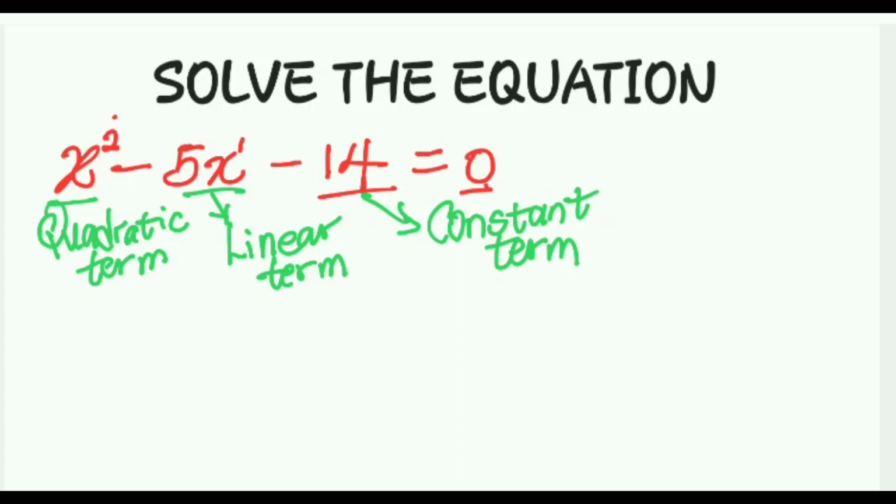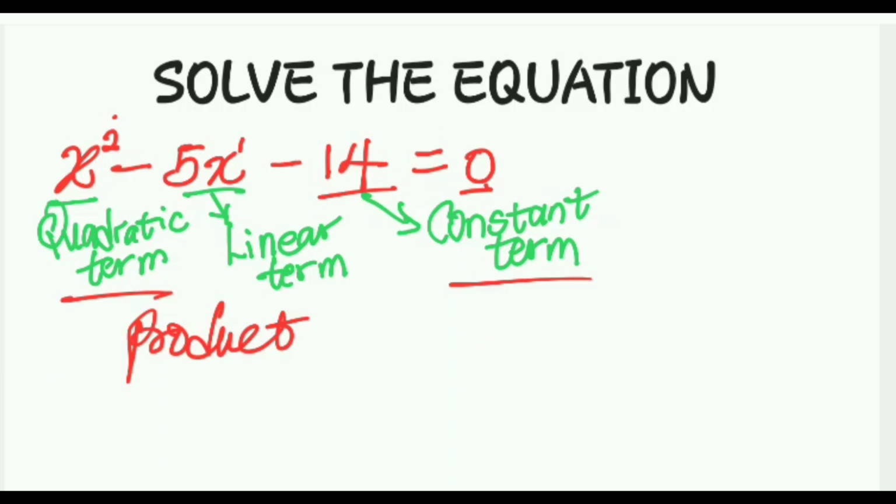You need to be able to identify the quadratic term. That's the term that has a power of 2. The linear term is the term that has a power of 1, and the constant term doesn't have the variable. If that is done, then you are on the right track. So step 1. To solve a quadratic equation by the factorization method, get the product of the quadratic term and the constant term. And so x squared times minus 14 will give us minus 14x squared.